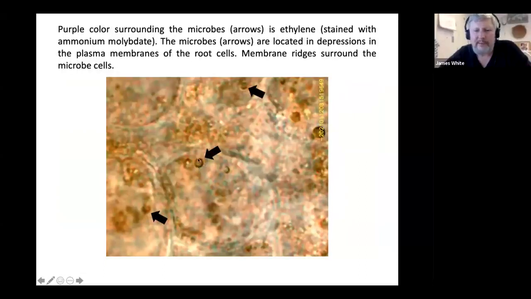You can see the purple around it. That's ethylene that the microbe is producing. And these are actually in little pits, so you understand the relationship. This microbe is pressed into almost like a foxhole-like depression on the surface of the plasma membrane.